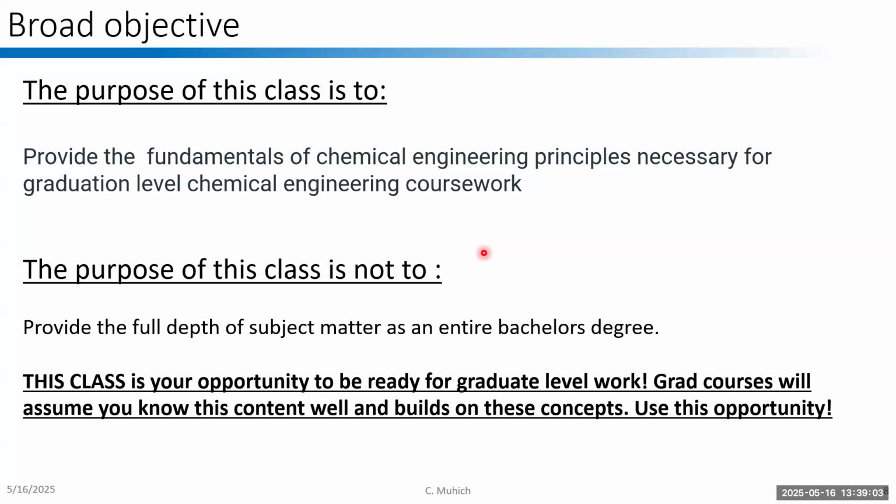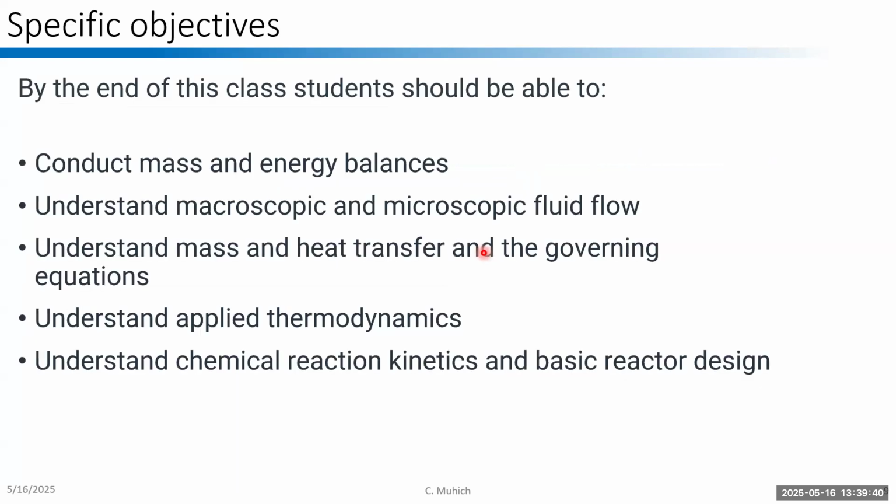So really, you should view this class as your opportunity to be ready for graduate work, right? All the courses in chemical engineering are going to assume that you know the content that's condensed into this class from all of the undergraduate classes. You will get out of this class what you put into it, right? So we're going to provide the overviews, the fundamentals, to get into your mind and your way of thinking so that you're ready for graduate level chemical engineering coursework.